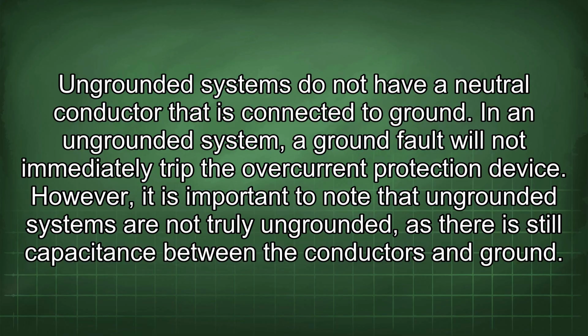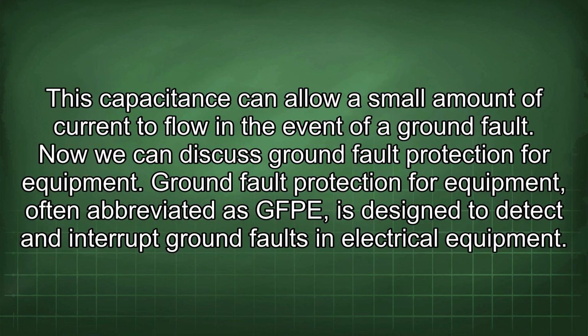However, it is important to note that ungrounded systems are not truly ungrounded, as there is still capacitance between the conductors and ground. This capacitance can allow a small amount of current to flow in the event of a ground fault. Now we can discuss ground fault protection for equipment.